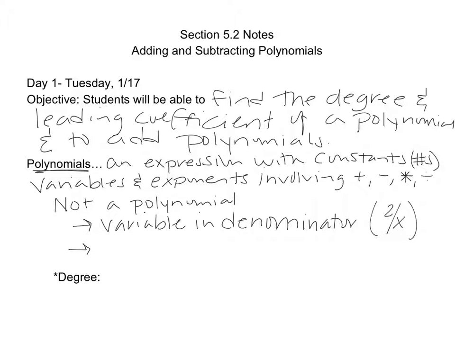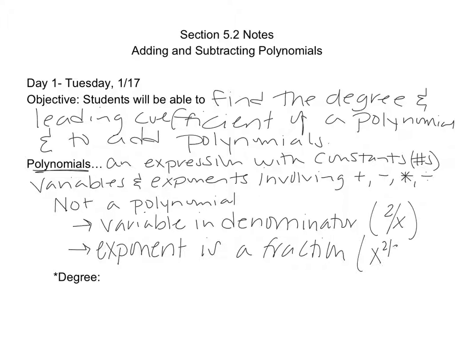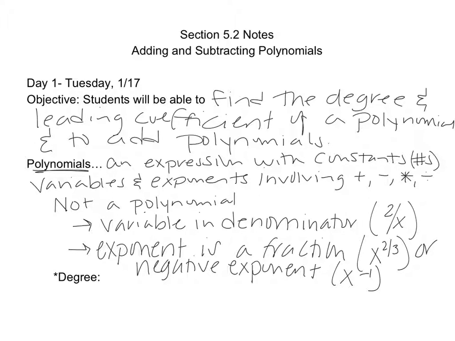And anything that has an exponent that is a fraction. So if something has x to the 2/3, or a negative exponent, so something like x to the negative 1. Okay, this is what constitutes something that's not a polynomial.